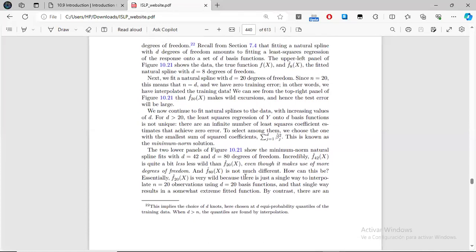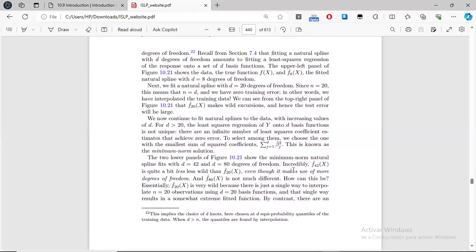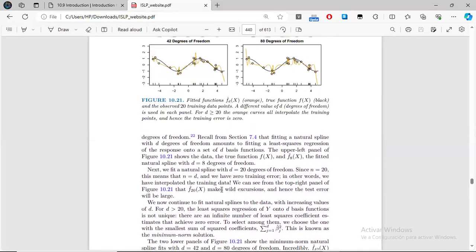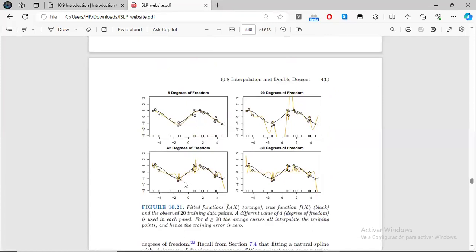Okay, it says that it's mostly a comparison between these two cases, 42 and 20. For 42, it says it's less wild than 20, even though it's a higher degree of freedom. And similarly for 80, as the degrees of freedom grow. So let's see in the image 42, 20, and 80.